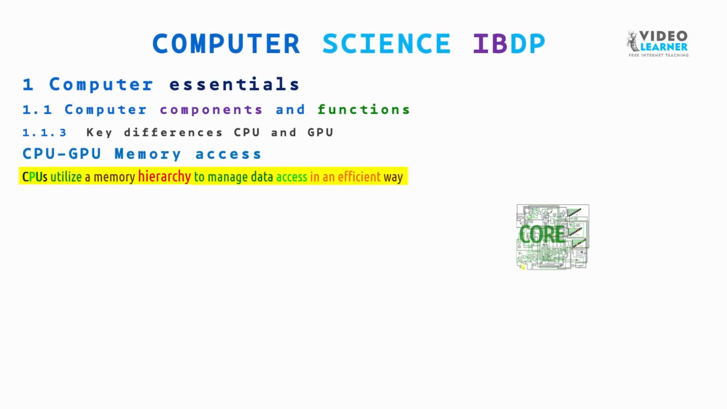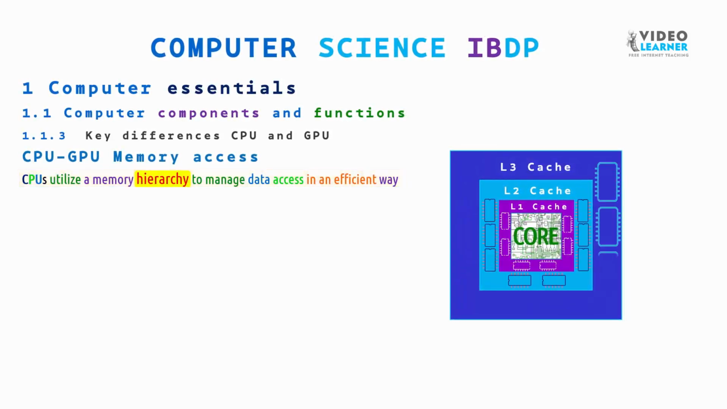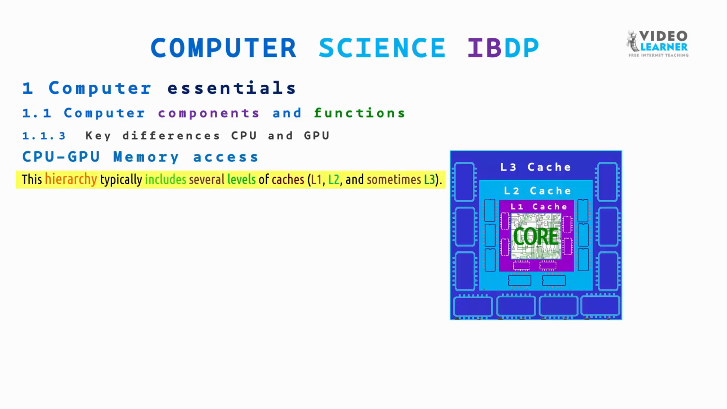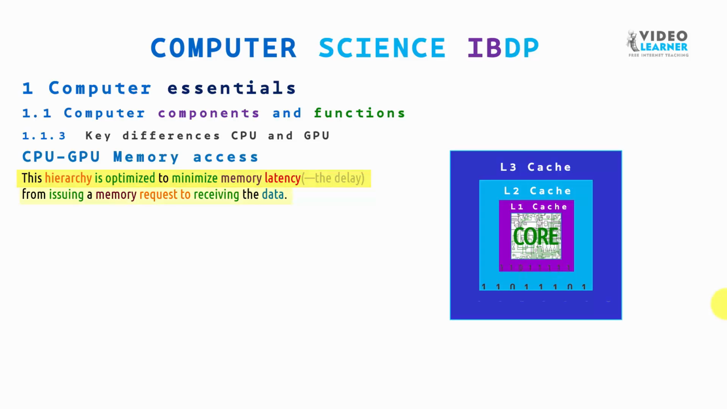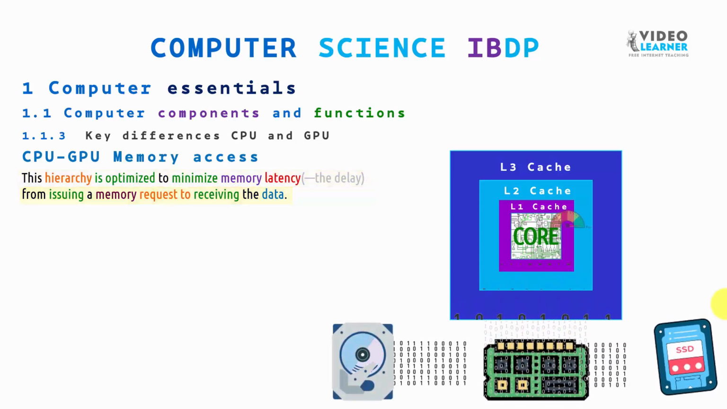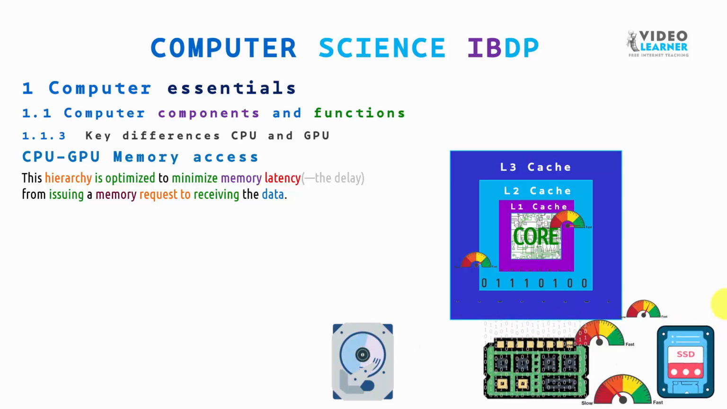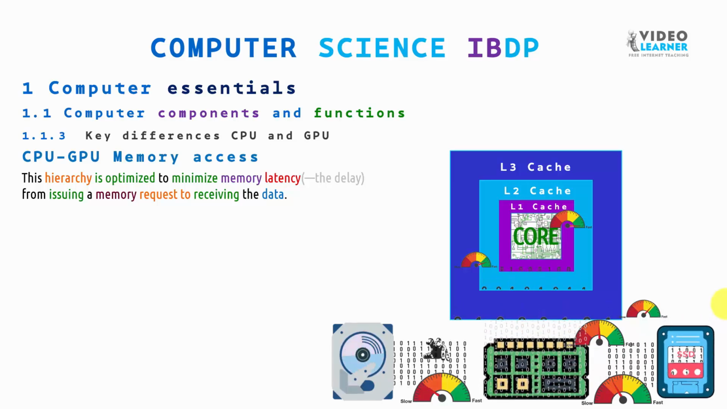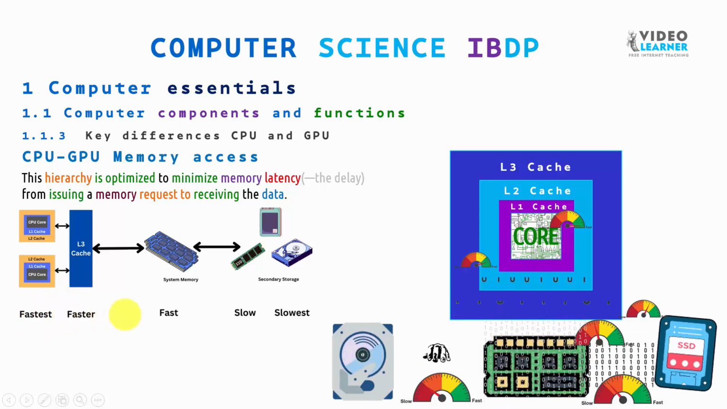CPUs utilize a memory hierarchy to manage data access in an efficient way. This hierarchy typically includes several levels of caches: Level 1 cache memory, Level 2 cache memory, and sometimes Level 3 cache memory. This hierarchy is optimized to minimize memory latency from issuing a memory request to receiving the data. As you can see here, right next to the core, we have Level 1 cache memory, the one with minimal latency, the fastest one. We have Level 2, faster, Level 3, fast, and so on.